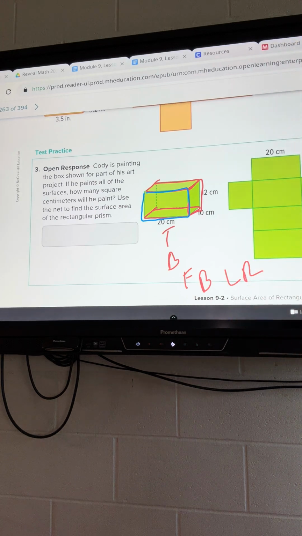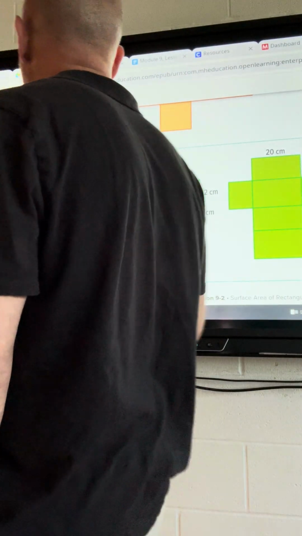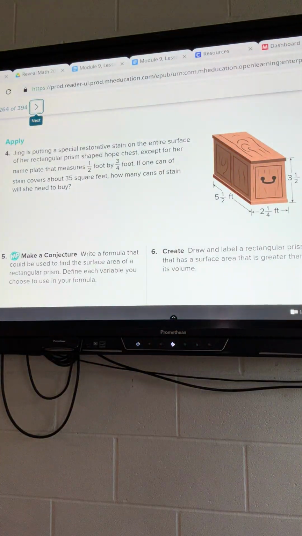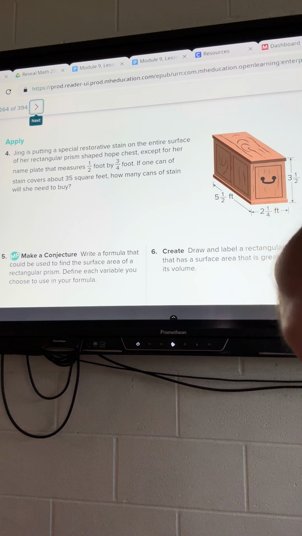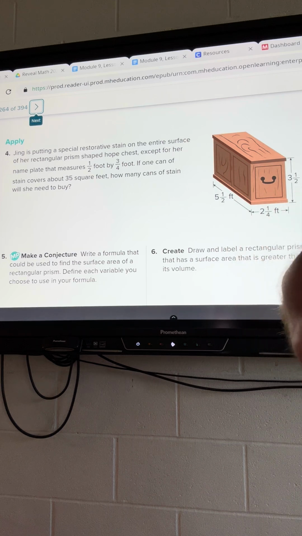Okay, moving on. Difficult question, man. Number 1, 2, 3, 4, and 7. So number 4, a little bit of a difficult question here. It says Jing is putting a special restorative stain on the entire surface of her rectangular prism shaped hope chest, except for her nameplate that measures 1/2 foot by 3/4 foot.